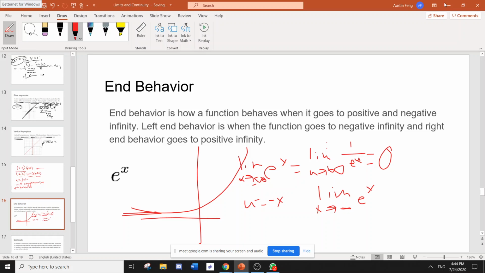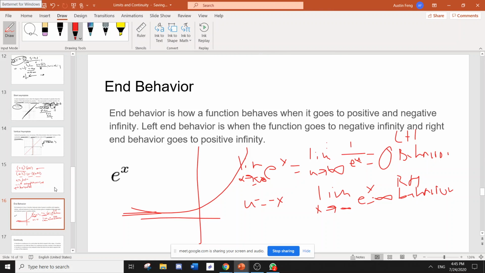On the positive side, we look at the limit as x goes to infinity of e to the x, the right hand behavior. This is the left hand behavior, and this is the right side. We see that e to the x is exponential, so when x becomes very large, it goes to infinity, and the limit is equal to infinity. So for the left hand behavior, x goes to negative infinity, and for the right hand behavior, x becomes very, very big.